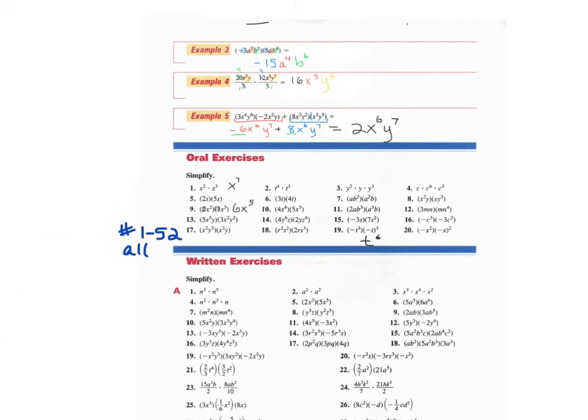Okay, so your homework for that section is 1 through 52 all. Now, this officially isn't due until Thursday. However, you have a quiz on this, so I highly recommend that you maybe get started on it if you've already finished the adding and subtracting. So your homework is officially the adding and subtracting homework.